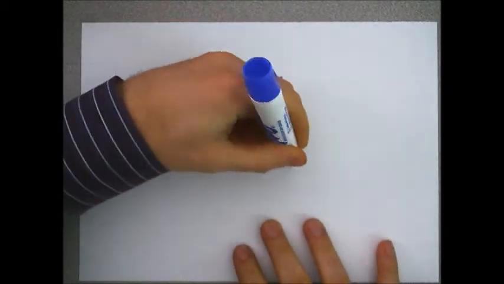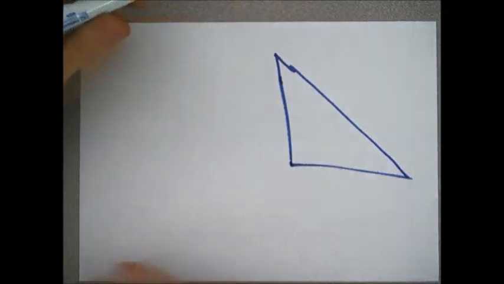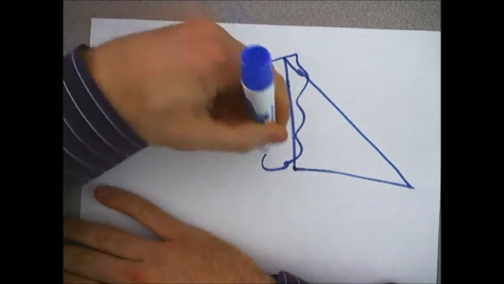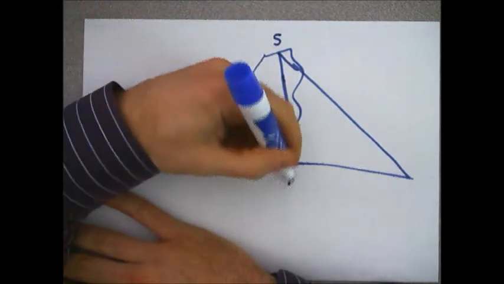They give us the following picture. And what does it say? To find the distance across the lake. So our lake is over here, and we'll say L for lake. And they give you some letters: S, R, T.